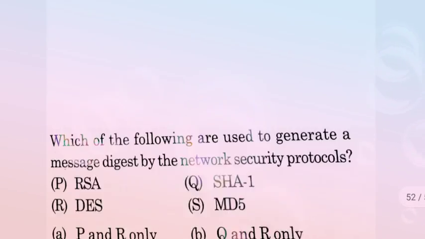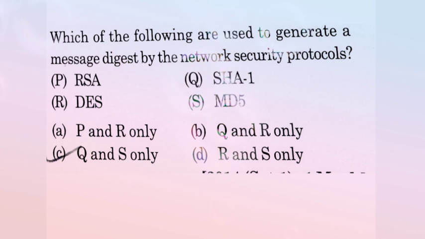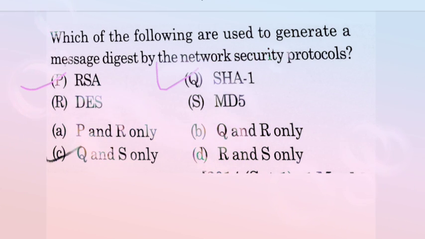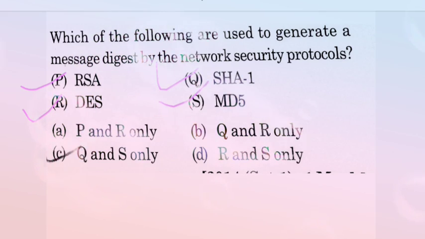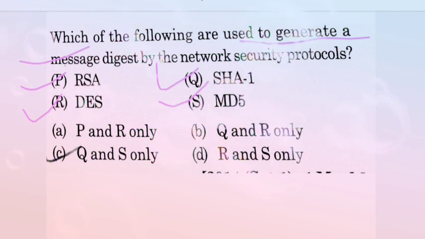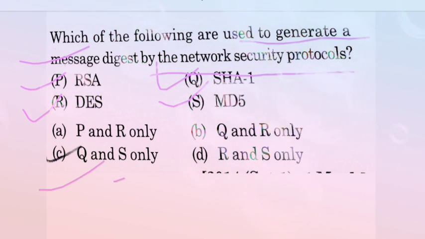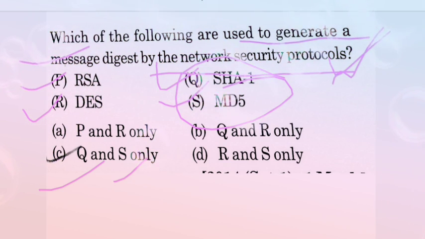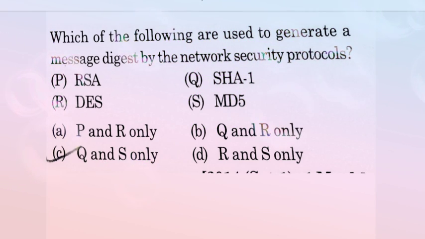Okay, now come to the next question. Which of the following are used to generate a message digest by a network security protocol? It is also a very easy and very important question. Here the security protocols are given: RSA, SHA1, DES and MD5. So here Q and S are correct, meaning SHA1 and MD5 are used for the network security protocol. Okay, so option C is your correct answer.